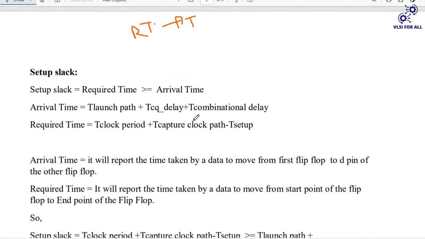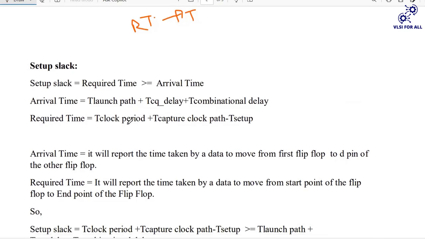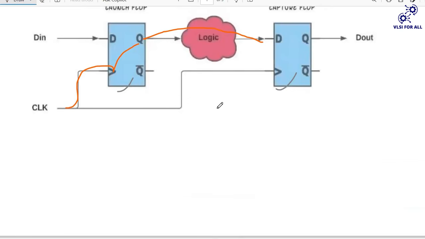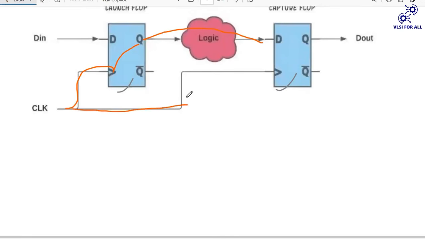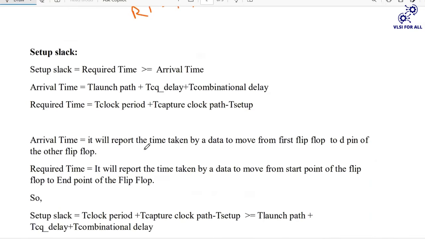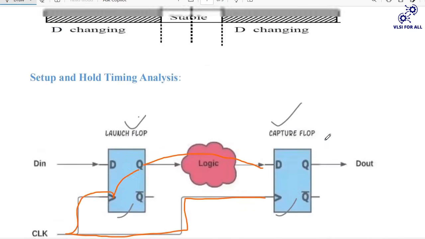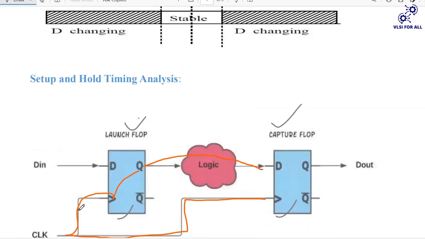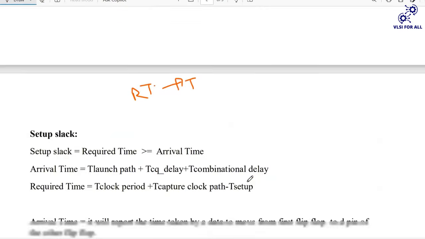So that is arrival time; now required time. Required time is the total clock period plus capture clock path minus setup time. Here is the clock period and the total capture clock path. What is the delay in this path? Arrival time reports the time taken by data to move from the first flip-flop to the D pin of the other flip-flop, from here to here.